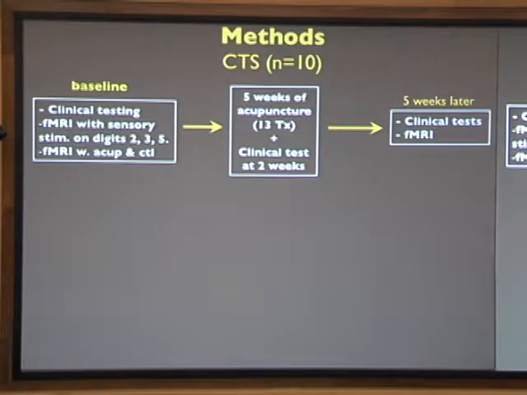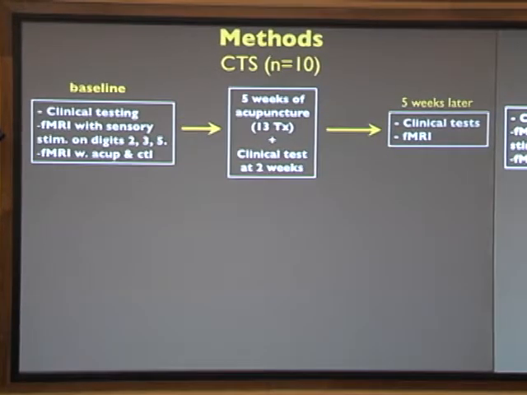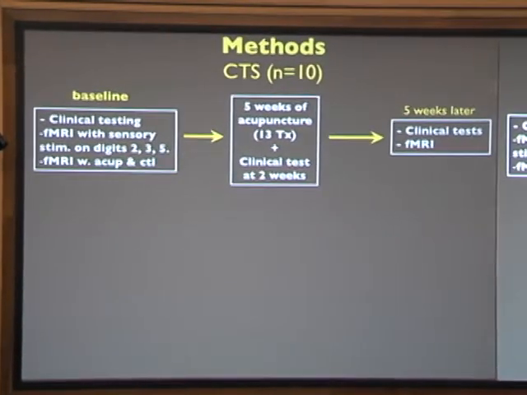So in this study, this was a pilot study that we ran a few years back. Patients were evaluated with clinical testing and fMRI with sensory stimulation on 3 fingers. 2 of these fingers, 2 and 3, are innervated by the median nerve, and digit 5 is innervated by the ulnar nerve and served as somewhat of a control. Then these subjects went off for 5 weeks of acupuncture, treated in a longitudinal course of acupuncture. They were tested clinically halfway through, and then they came back at the end of the protocol and were tested again with clinical testing and fMRI after these 5 weeks.